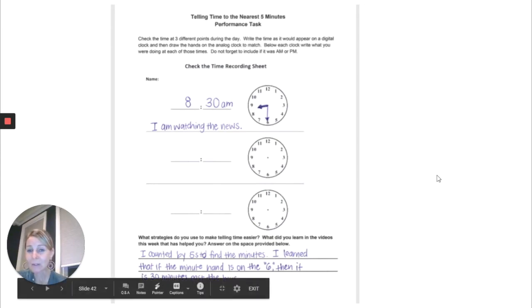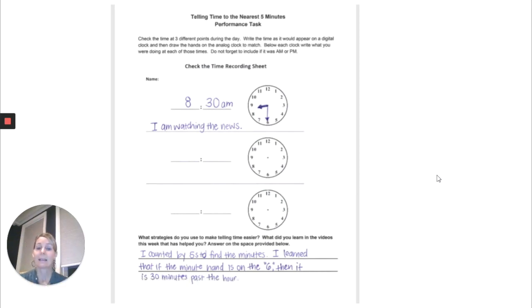And then for my strategies that I use to make telling time easier, I said that I counted by 5s to find the minutes. That makes it so much easier. And then I also learned in the video that if the minute hand is on the 6, then it is 30 minutes past the hour. So when I saw that it was 8:30, I knew that to draw it, the minute hand would have to be on the 6.